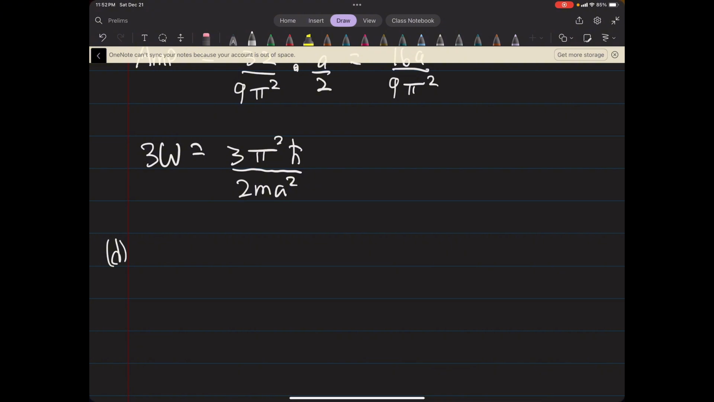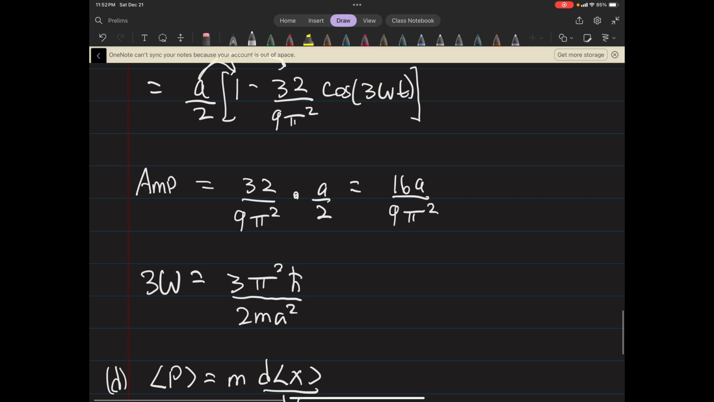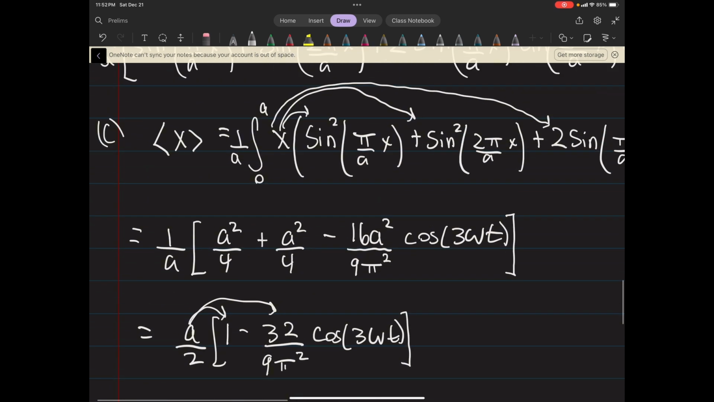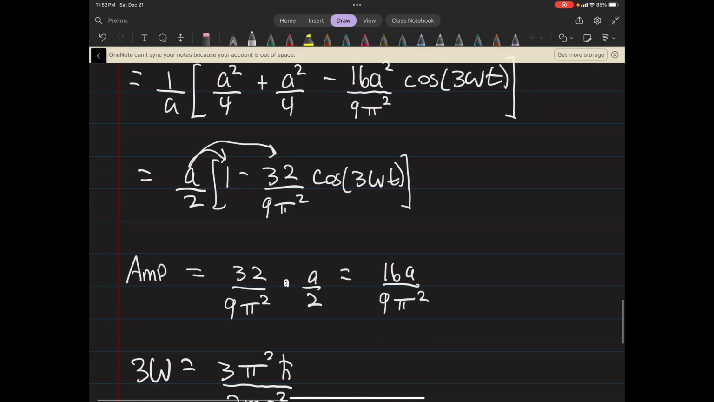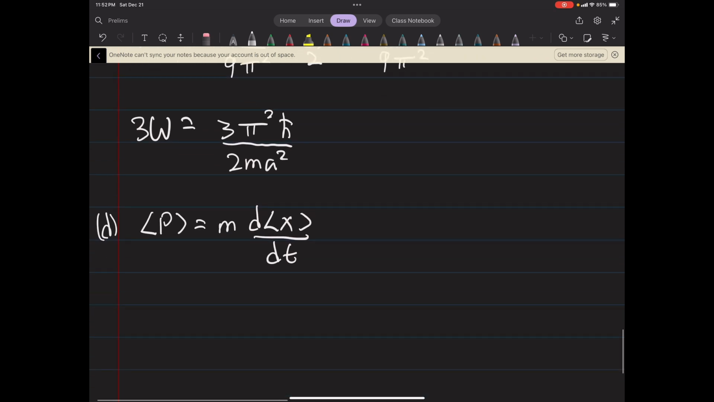D is find the expectation value of momentum. And we're not going to do that integral again. We're going to use this handy formula. I think we even proved this in one of our problems, I want to say. So this is our expectation value of x. We just have to take a time derivative of that. So really just the time derivative of the cosine part.